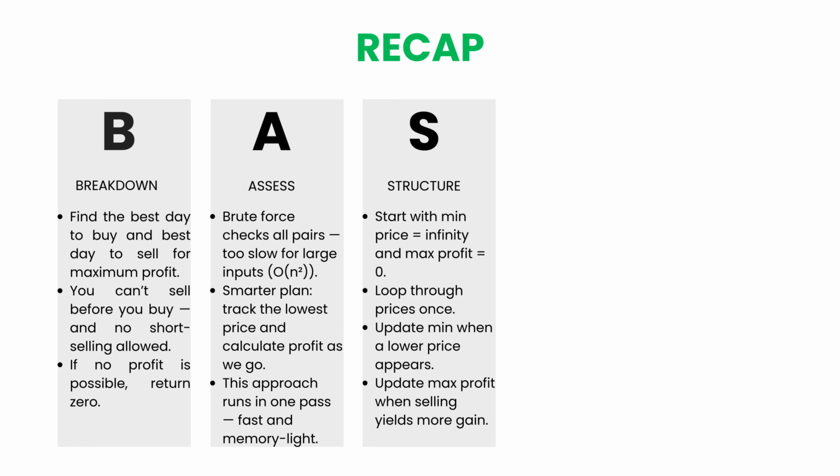Structure recap. Our plan followed a simple logic loop. Keep two variables, one for the minimum price we've seen and one for the maximum profit we've made so far. For each day, decide, is today a new minimum, or could selling today beat our previous best profit? Step by step, the loop narrows down the best buy-sell combination automatically.